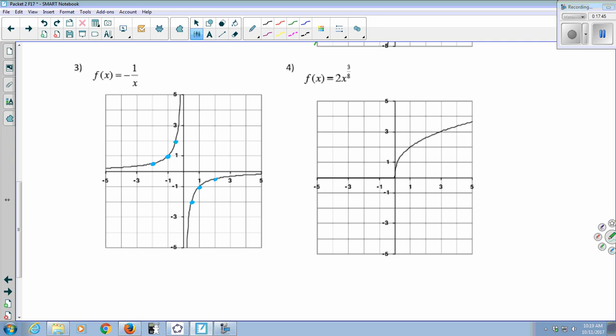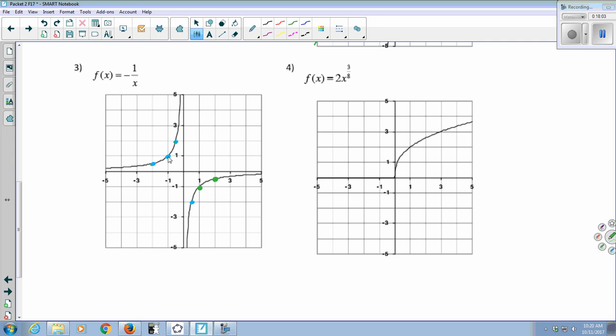All right, so that point is at 1/2, 2. Swap the coordinates to be 2, 1/2, and it lands right there. This point is at -1, 1. Swap the coordinates, 1, -1, and it lands right there.